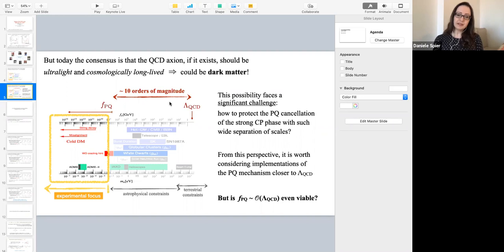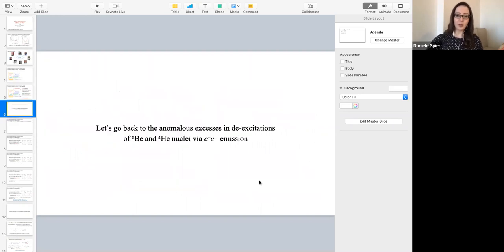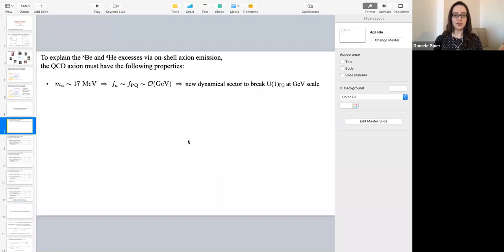And so from this perspective of not wanting to have this very wide separation of scales between the PQ scale and lambda QCD, it is worth considering implementations of the PQ mechanism closer to lambda QCD. But now the question is, is that experimentally viable? And so I'll try to answer this question in the context of these anomalies that were observed in these nuclear transitions. To explain these beryllium-8 and helium-4 anomalies via on-shell axion emission, the axion must have very specific properties that I will list now on this slide.